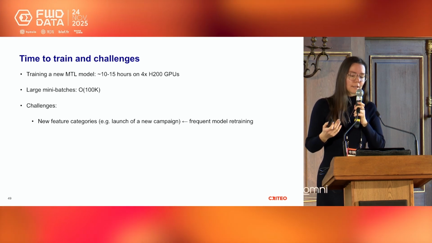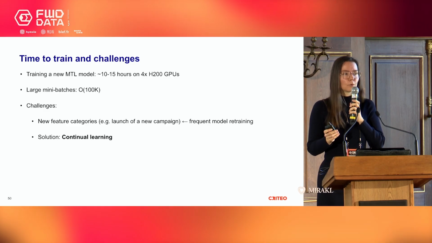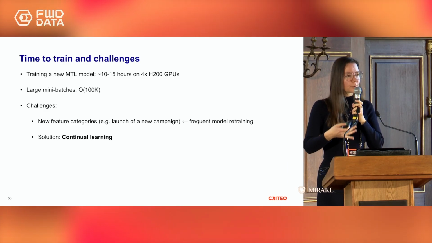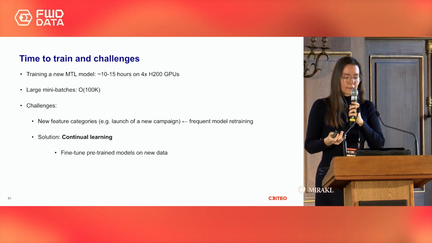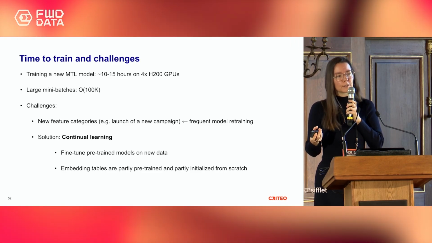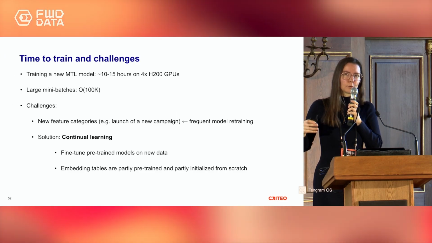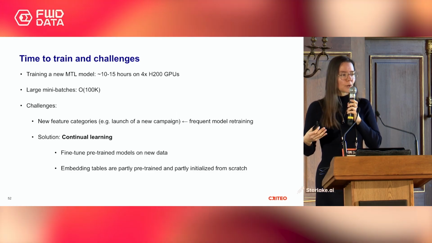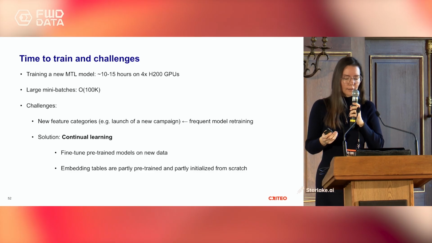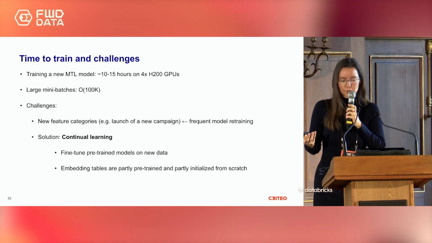So what we do instead is we use something that is called continual learning. In continual learning, we have a pre-trained model, and then we have the embedding layer that is partially pre-trained on all the modalities that were present in the original training data. And then you fine-tune on new data, so you have new modalities. And for those new modalities, the embedding tables are going to be initialized from scratch.